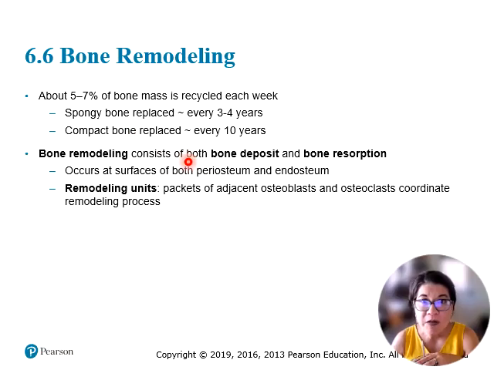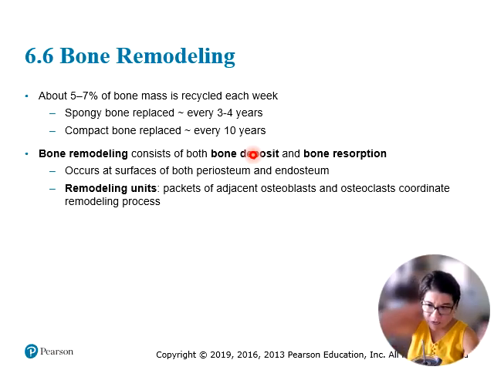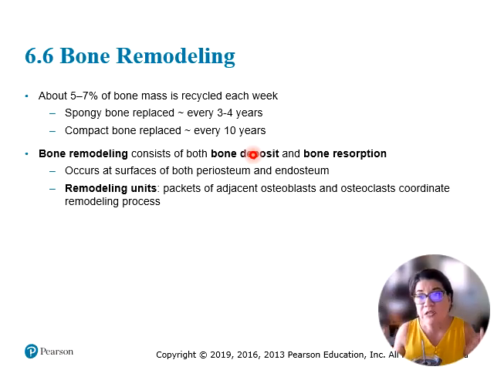Okay, so bone remodeling, you are recycling 5 to 7% of your bone mass every week. You're destroying bone and you're creating new bone. Spongy bone, not as often, or not very quickly, so 3 to 4 years. Compact bone every 10 years. I think that means like the entirety of your spongy bone mass and the entirety of your compact bone mass. So there's a lot of remodeling that you don't even realize. Most of the cells that you have right now today are not the cells that you were born with.